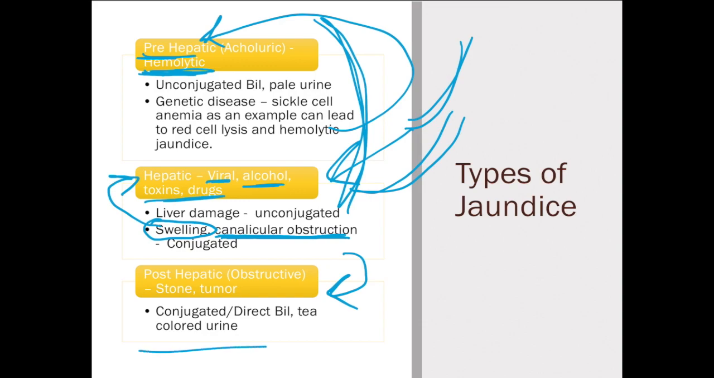But here in the post-hepatic or obstructive jaundice, the bilirubin has been through the liver already. The liver has done its job. The liver has conjugated the bilirubin. And now it's building up in the system conjugated. So the bilirubin that's building up now in the system is conjugated, and that's what causes this tea-colored urine. And that's why tea-colored urine is one of the signs and symptoms of a gallstone.